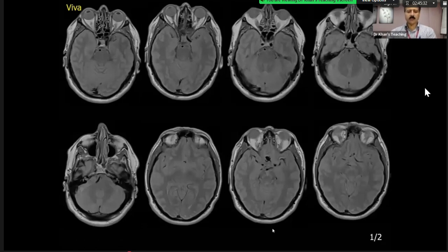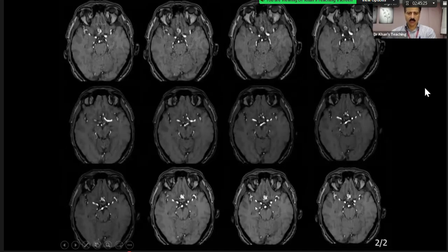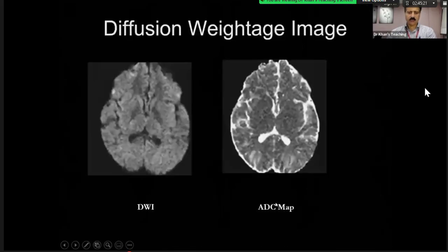Having said that, many departments now do not do PD, as I have pointed out. So this was an MRA of the same case with the same finding. So from here, we come to the diffusion weighted sequence. So we are going through the sequences and what is their use and what is their use for the exam, etc. And how are you going to pick it up?